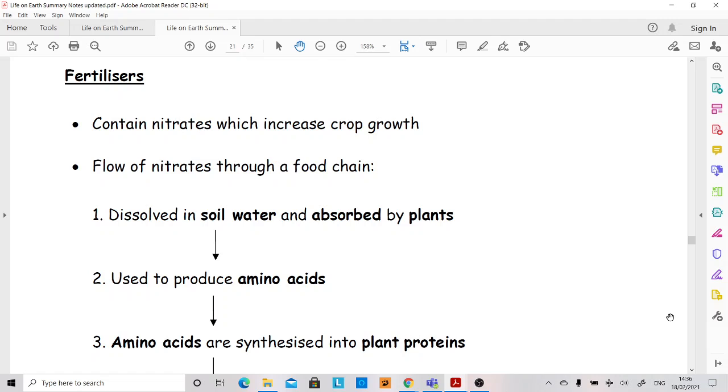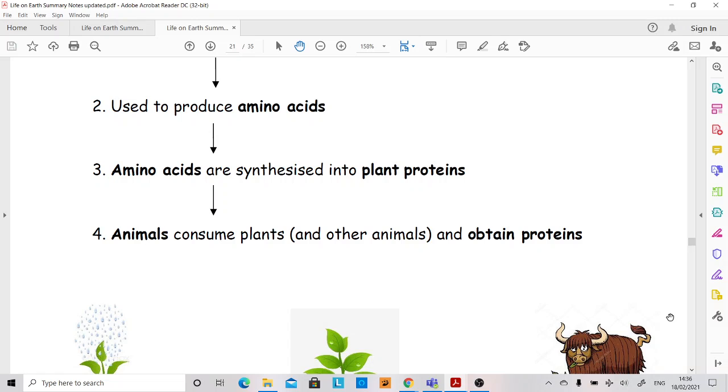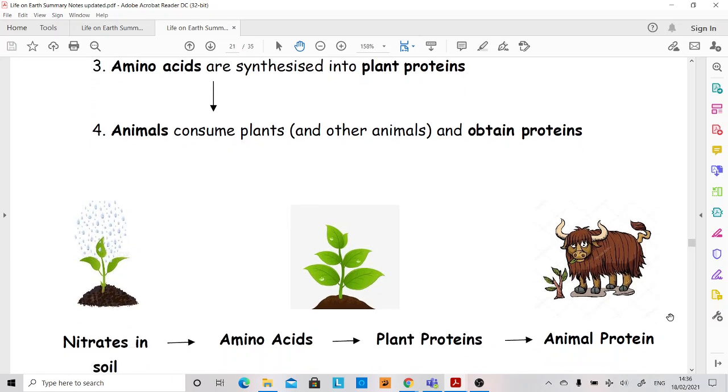how fertilisers work. The most important ingredient of a fertiliser is nitrates. Nitrates are essential for plant growth. The nitrates are taken up by the plant when it takes up water from the soil. The plants use the nitrates to make amino acids, or one of the ingredients for their amino acids, which of course are the building blocks of proteins. When animals consume plants and other animals which have eaten plants, they also obtain proteins.